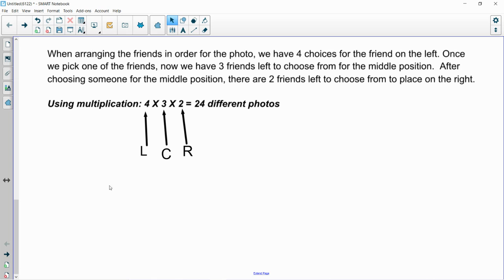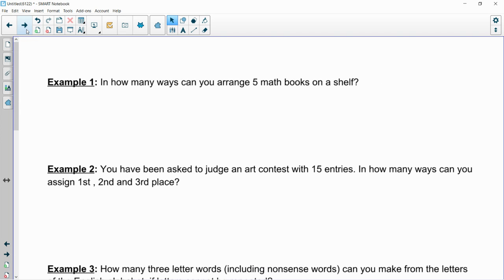Now, when we get into tomorrow's conversation, we're also going to talk about the fact that there's no repetition here. It's actually impossible to have repetition because you can't put the same person in the left spot and the center spot, or the center and the right. They can only be in one position. So we'll sort of allude to that today, and we'll get more into that tomorrow.